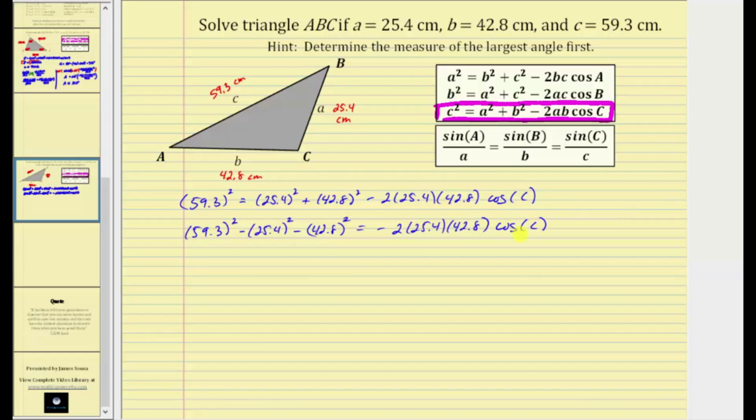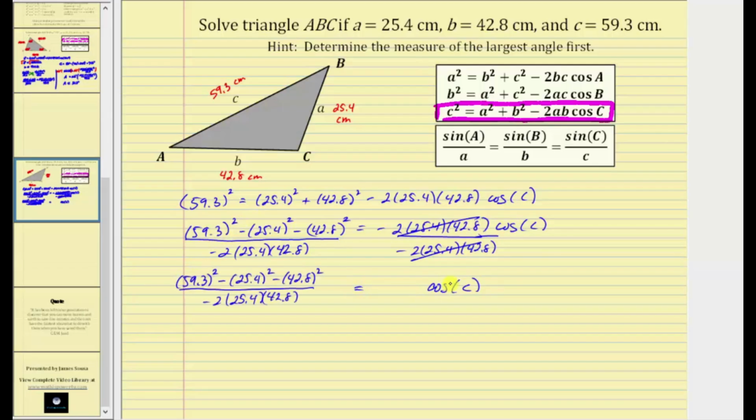And now to solve for cosine C, we divide both sides by this product. Simplifying, this quotient is equal to, giving us cosine C is equal to the quotient on the left. And now to solve for C, we take the inverse cosine on both sides.